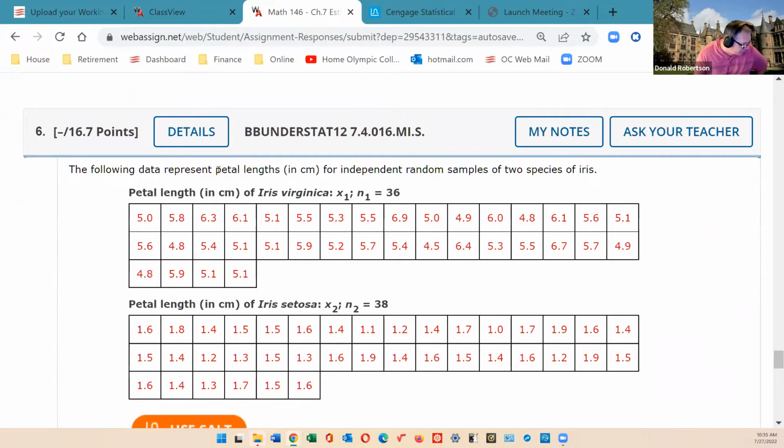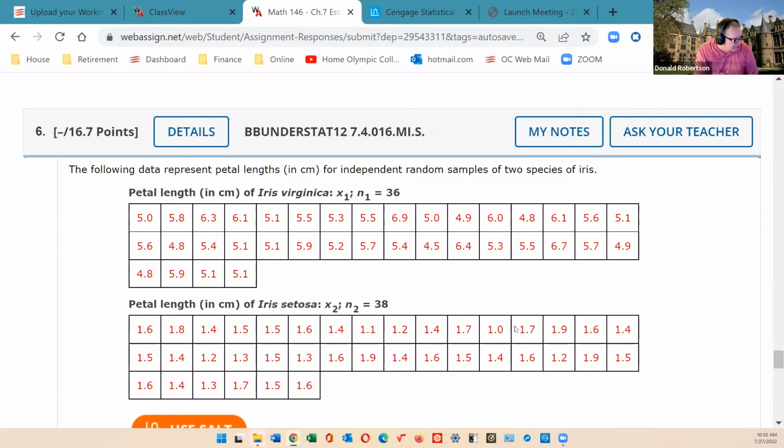The following data represents petal lengths in independent samples of 2 species of iris. God, that's a boring story. But anyway, you've got 2 versions of an iris plant, right? 2 species, you know, the red iris and the green iris, whatever they're called. And you've measured their petal length because you have no life and you're just interested. And you've collected 36 of the first one. Here are the petal samples. And 38 of the second one. Here are the petal samples.